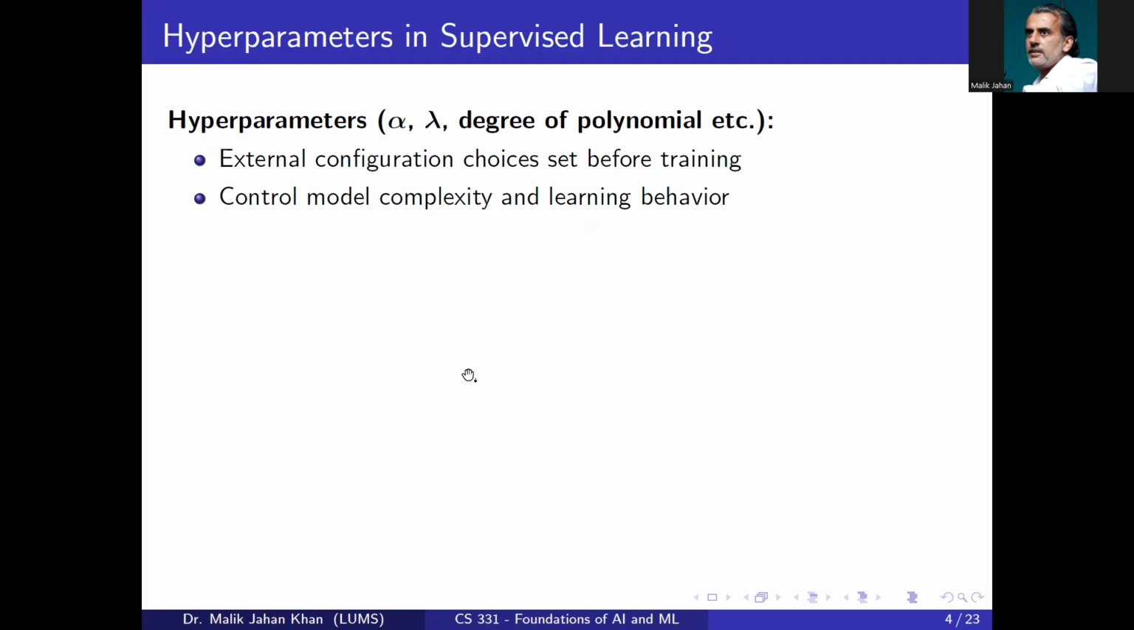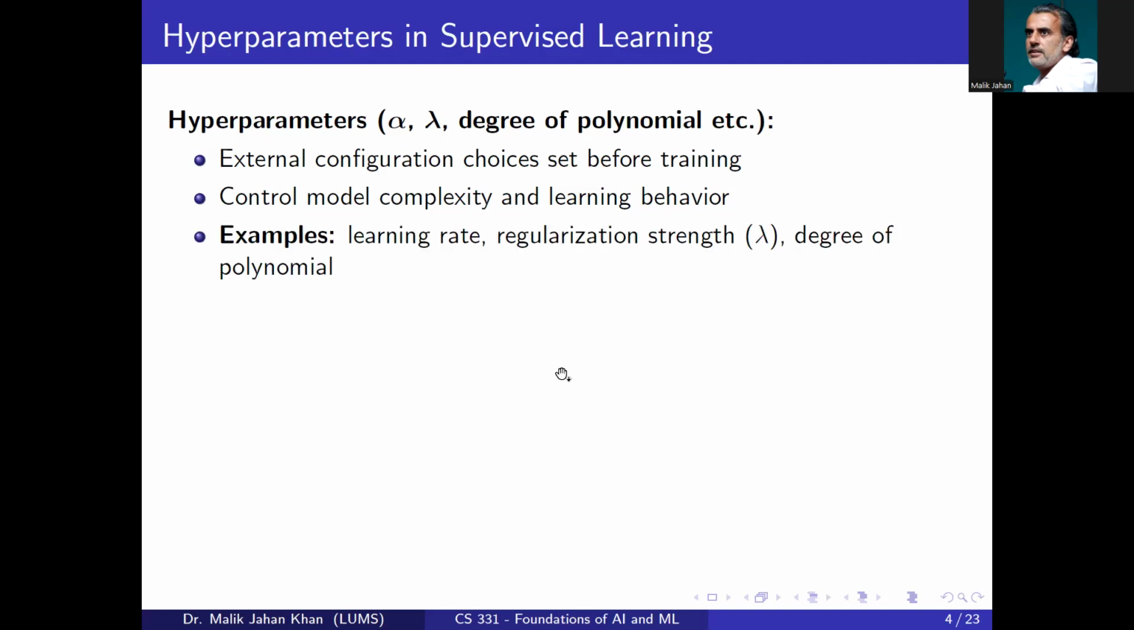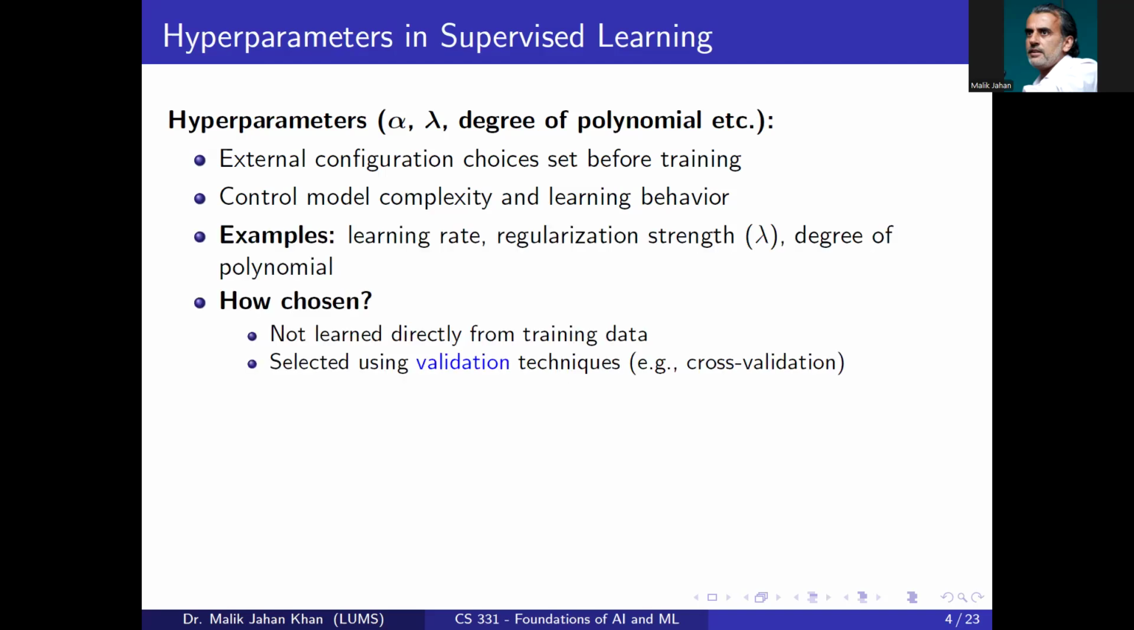Same way, if we choose a very high degree of polynomial, we might land in something which we termed as overfitting in our previous class. And having a very low degree of polynomial will take us to the other extreme, which is underfitting. How they're chosen? They are not learned directly from the training data during the training exercise. Instead, we use different validation techniques, which we'll be studying today. Particularly, we'll be talking about cross-validation in a while. So we use validation techniques to land on a reasonably good estimate of these hyperparameters.